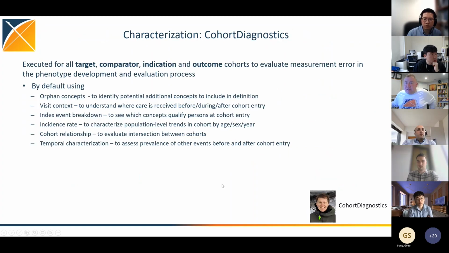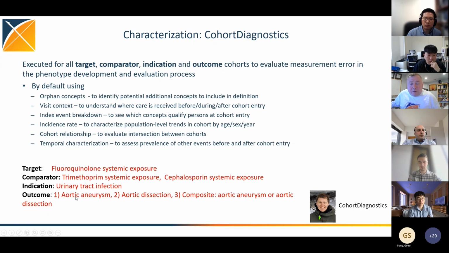So, cohort diagnostics. This is building off the good work that JPEG has been leading in our community. For all target, comparator, indication, and outcome cohorts, we want to run cohort diagnostics to be able to evaluate measurement error. As a default, we run through most of the cohort diagnostics analytics that are available. What this means for the fluoroquinolone study is that we will be producing one cohort diagnostics output that has our fluoroquinolone, trimethoprim, and cephalosporin cohorts, our UTI cohort, and all 3 of our outcome cohorts, all in this cohort diagnostics image.